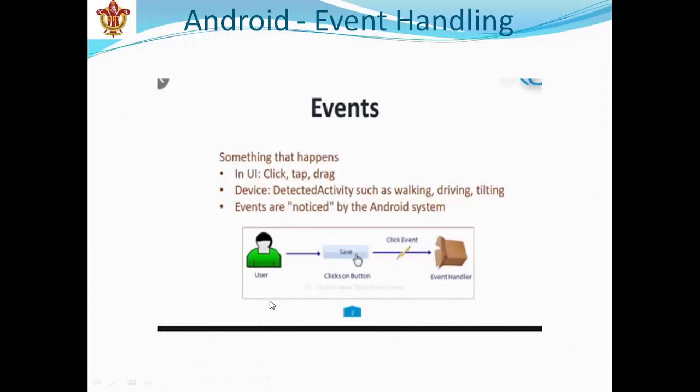So in the example in the diagram, you can see a user clicks on the save button, then the click event and the event handler. In the event handler, what will happen? The file or folder will be saved. Device detected activities such as walking, driving, tickling. Then after that, events are noticed by the Android system. So this is a basic example of events.